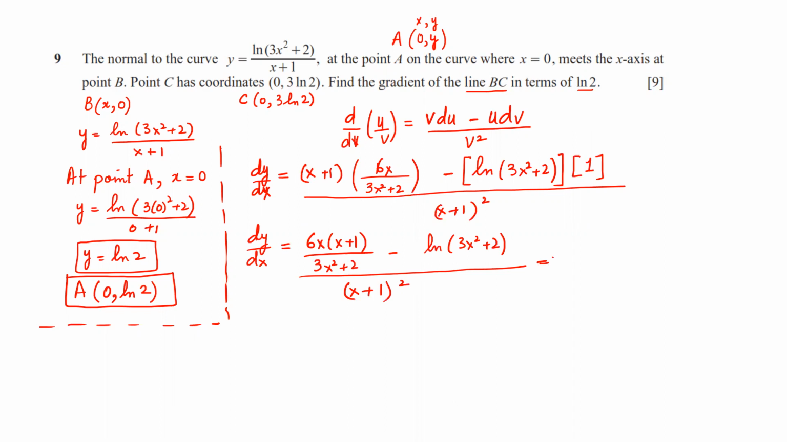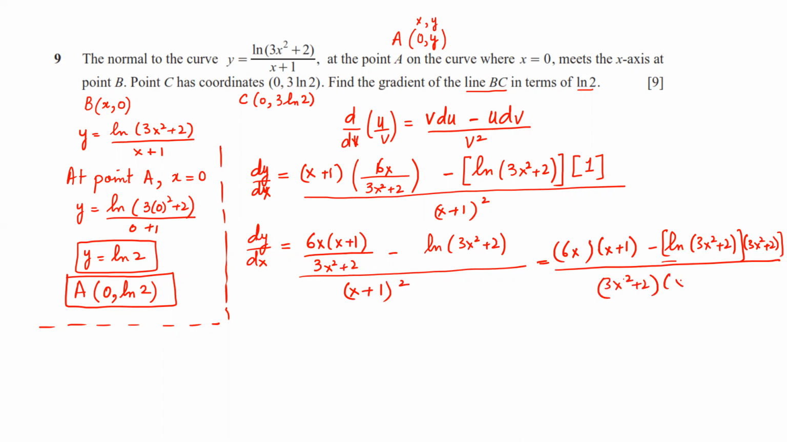And if I simplify it further, it comes out to be 6x times (x plus 1), minus ln of (3x squared plus 2) multiplied by (3x squared plus 2), and the whole divided by (3x squared plus 2) multiplied by (x plus 1) whole squared. So this is my derivative.